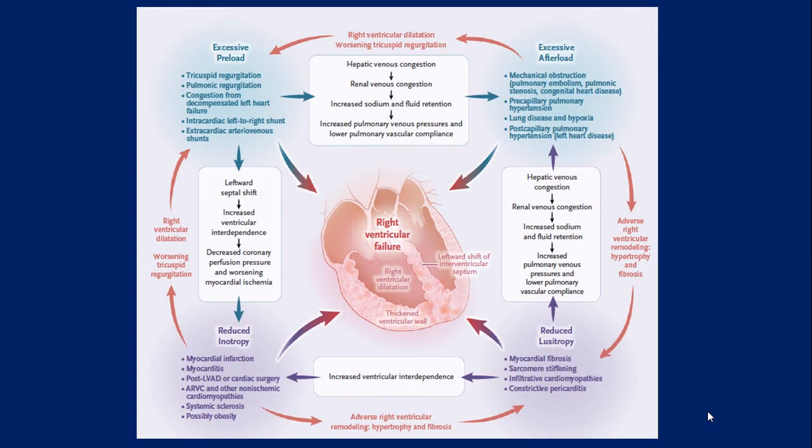This is a little overburdened, overcrowded slide. As you can see, these are the four causes of right ventricular failure: the excessive preload, excessive afterload, reduced inotropy, and reduced lusitropy.